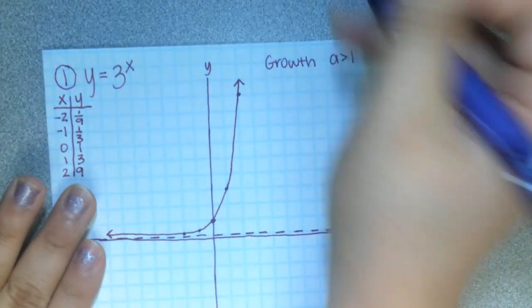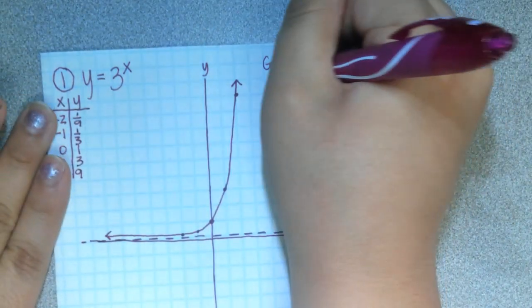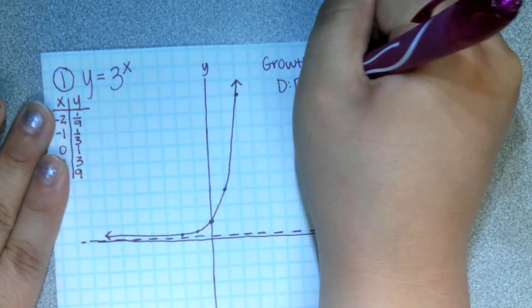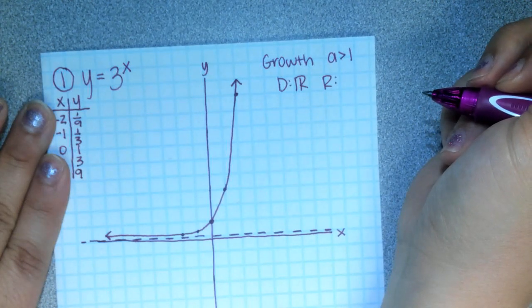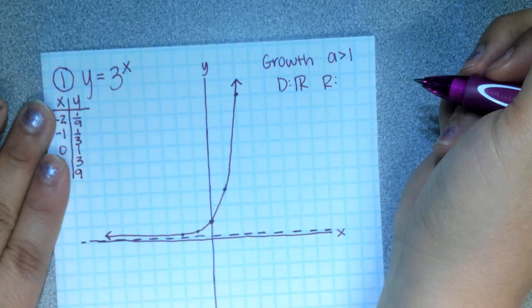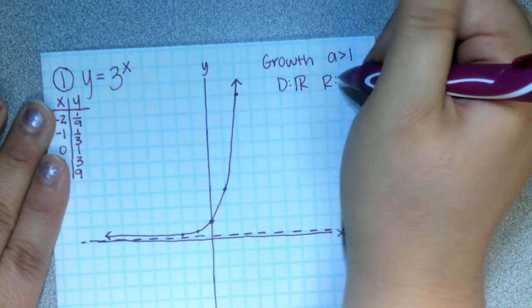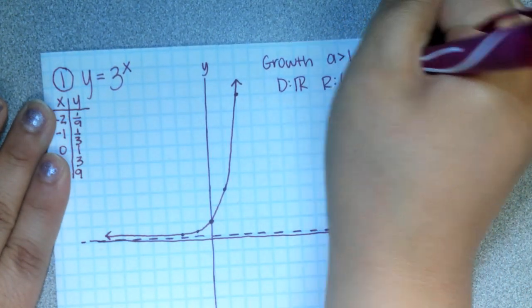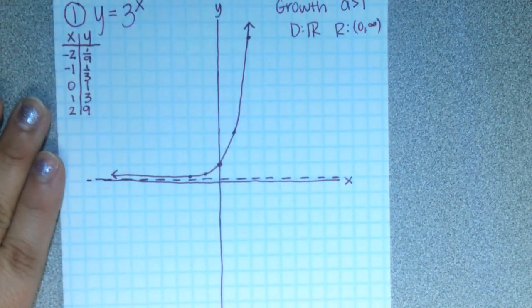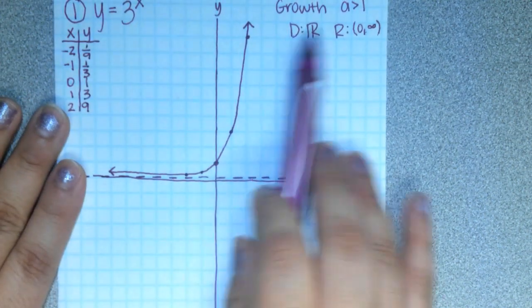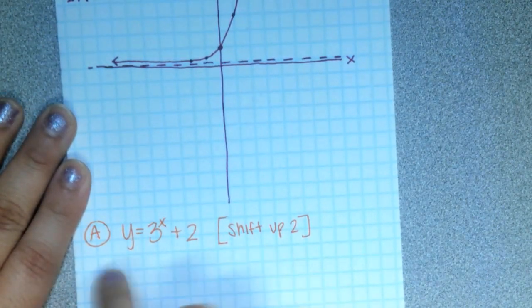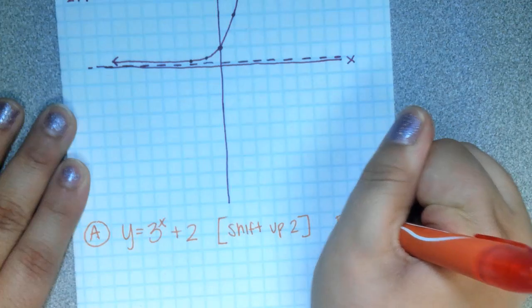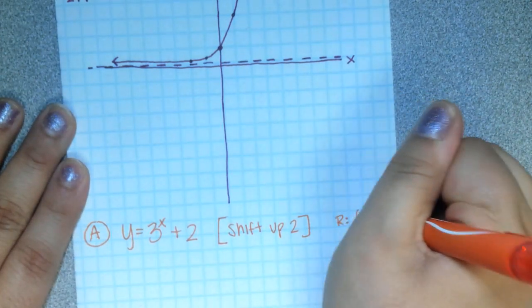Sorry, I forgot to ask y'all. What is the domain here? All real numbers. What is my range here? What's the range? What's the y's? 0 to infinity. So put the domain is all real numbers. The range is 0 to infinity. How is this graph right here going to change my range? 2 to infinity.